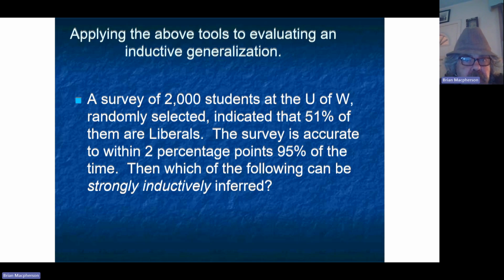Let's say that I do an interview and 51% of the students I interview tell me that they're going to vote Liberal in the upcoming election. What can I strongly inductively infer? Now, remember, going back to the previous PowerPoint, we talked about strong inductive inference. An inductive inference is strong if the premises are true, it is likely that the conclusion will be true. So what I want to determine is which of the following I can strongly inductively infer from the passage that we just read on this slide. So let's look at our options.